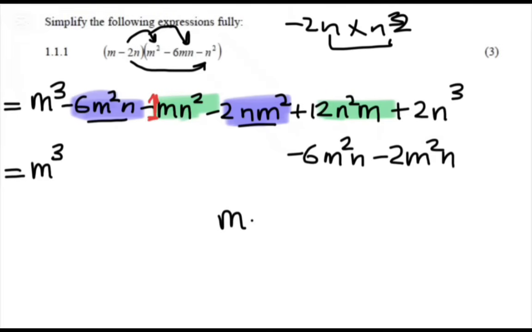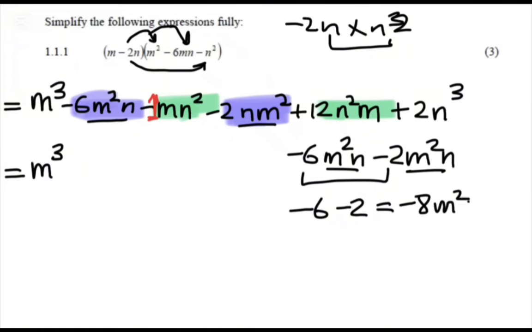Remember, something like m multiplied by x is the same as x multiplied by m, so multiplication does not discriminate. So negative 6 and negative 2: what do we get? We get negative 8. Let me explain for those who don't understand: when we add like terms, we bring the coefficients down, negative 6 and negative 2, which gives negative 8, and we write the m squared n. So we have negative 8m squared n. Is that clear to you?